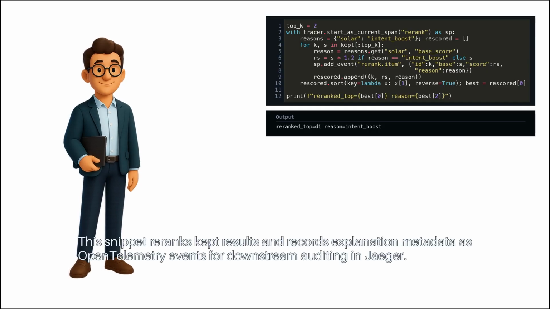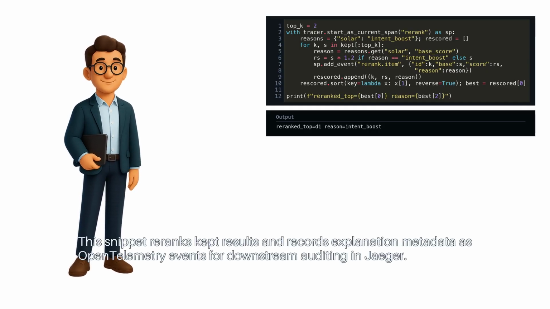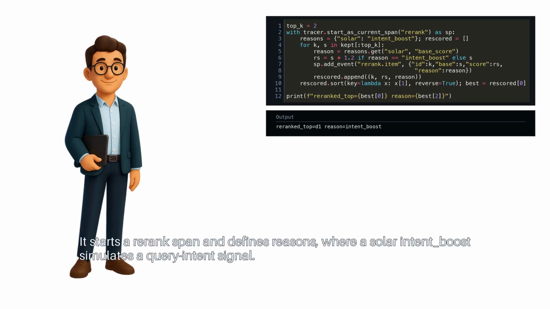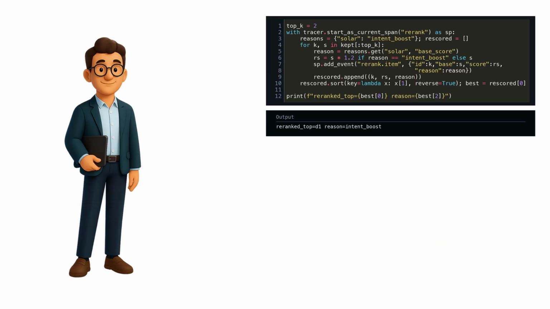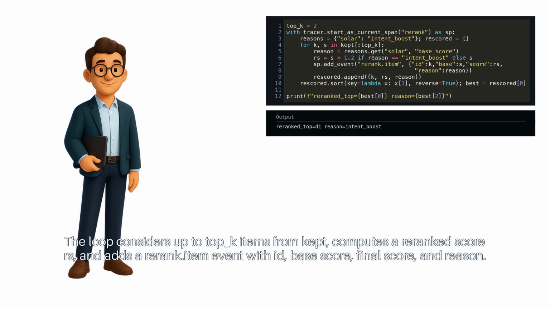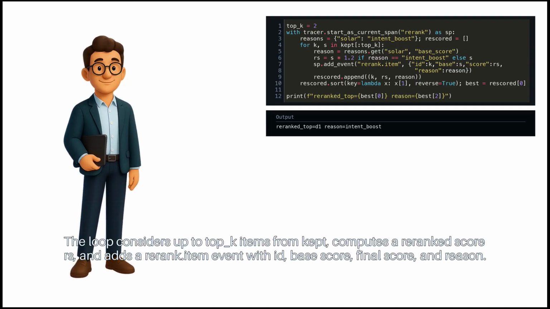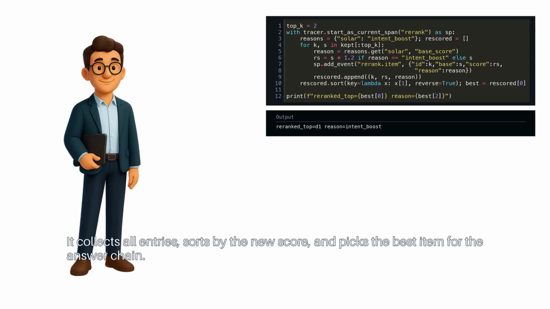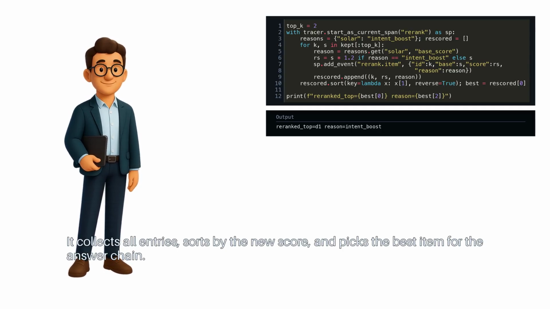This snippet re-ranks kept results and records explanation metadata as OpenTelemetry events for downstream auditing in Jaeger. It starts a re-rank span and defines reasons, where a Solar intent boost simulates a query intent signal. The loop considers up to top K items from kept, computes a re-ranked score RS, and adds a re-rank.item event with ID, base score, final score, and reason. It collects all entries, sorts by the new score, and picks the best item for the answer chain.